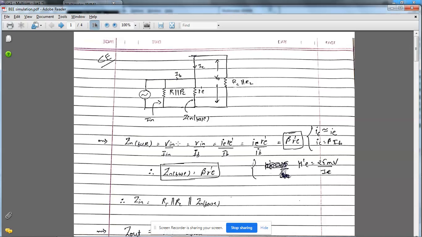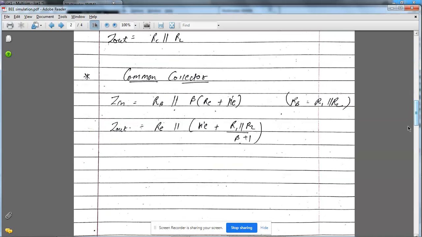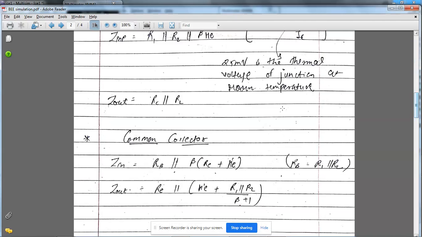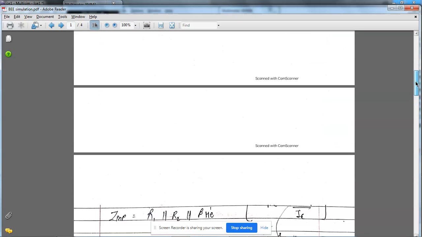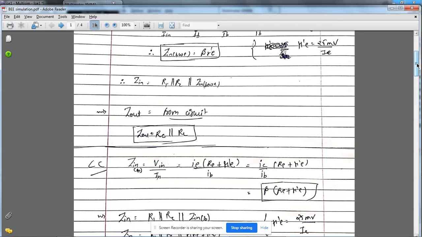Here V in, that is input voltage, is equal to IE RE dash, where RE dash is 25 millivolts upon IE. Now, why exactly 25 millivolts? You can see it here. 25 millivolt is the thermal voltage of junction at room temperature. So let's move ahead.